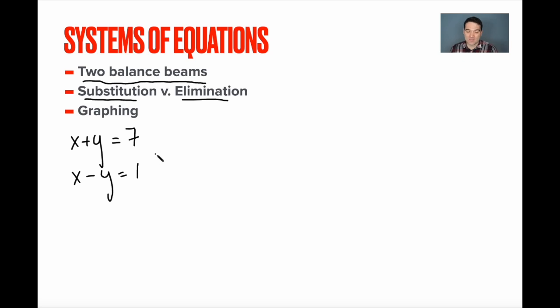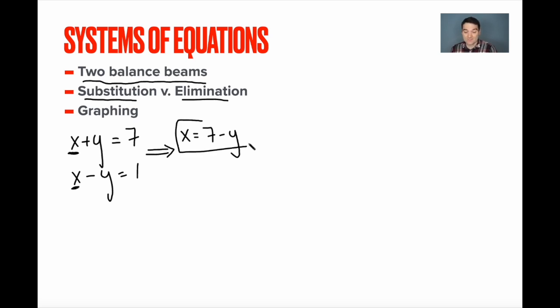All right, so let's start with substitution. Here's the idea with substitution. This x in this equation is the same as this x in the second equation. So what I should be able to do is get x by itself with a little bit of algebraic manipulation and plug it into the second equation. And I'll show you what that looks like. So if I want to get this x by itself, how do I do that? I subtract y from both sides. So x equals 7 minus y in the first equation.